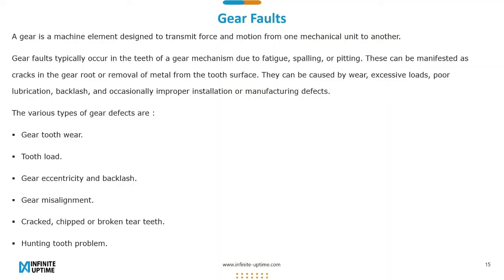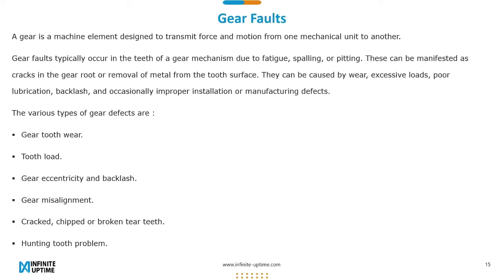Hi, so today we'll focus on the gear faults. A gear is basically a machine element designed to transmit force and motions from one mechanical unit to another. Gear faults typically occur in the teeth of a gear mechanism due to fatigue, spalling or pitting.